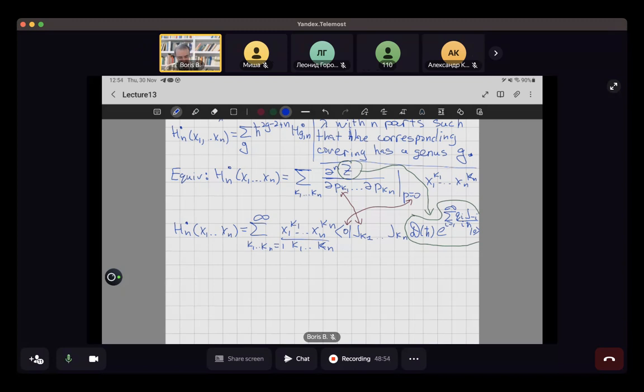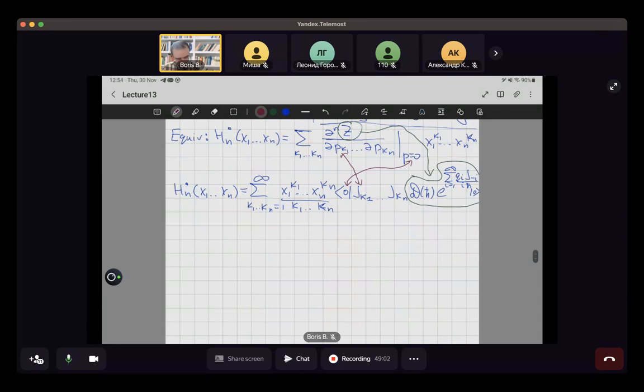Okay, cool. And so now we can see the goal. In fact, the goal is to obtain the sum over graphs formula for, in fact, not for H, but for D. No, okay, let me say for H.